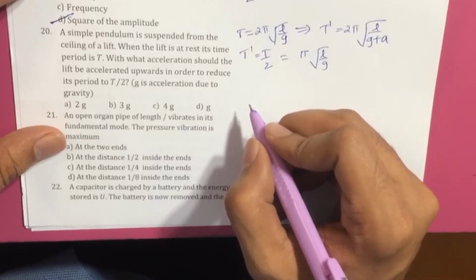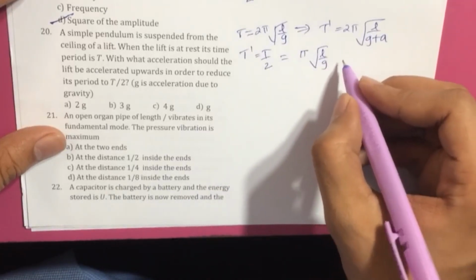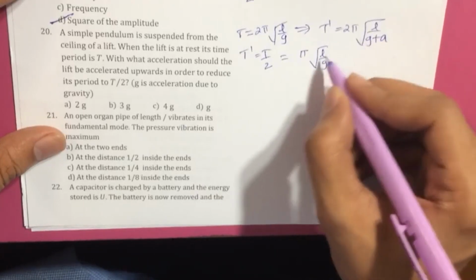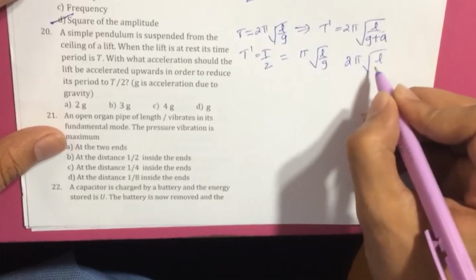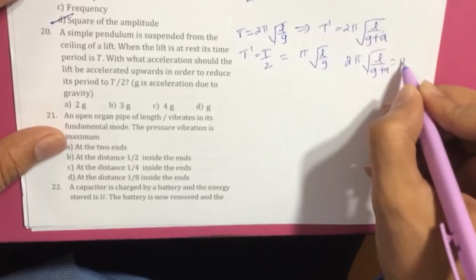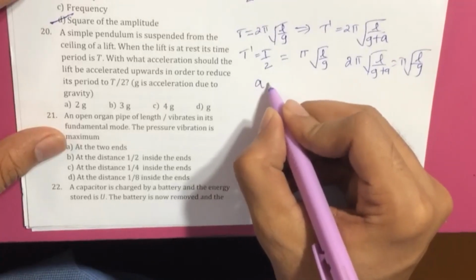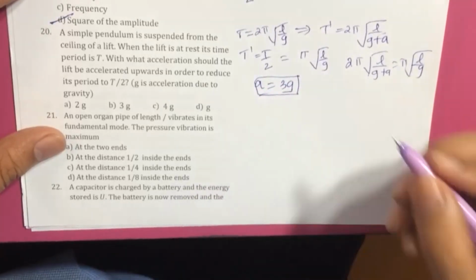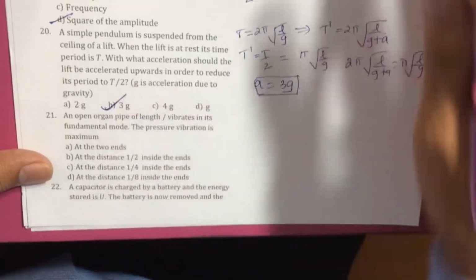Time period of a simple pendulum is given by T equals 2π√(L/g). Now when the lift is moving up with an acceleration a, then the time period becomes T' equals 2π√(L/(g+a)). Since it is given T' is equal to T/2, so T' will be equal to π√(L/g). Equating both sides, 2π√(L/(g+a)) equals π√(L/g). I get the value of acceleration a equal to 3g. So your correct answer will be option B.